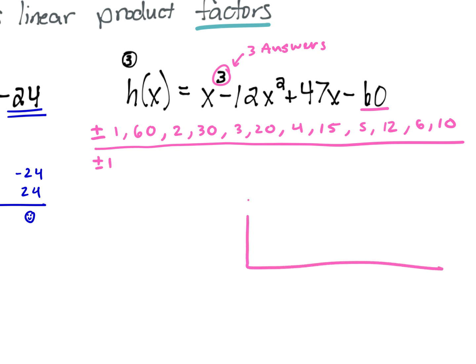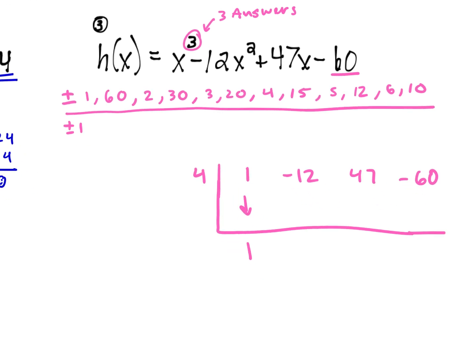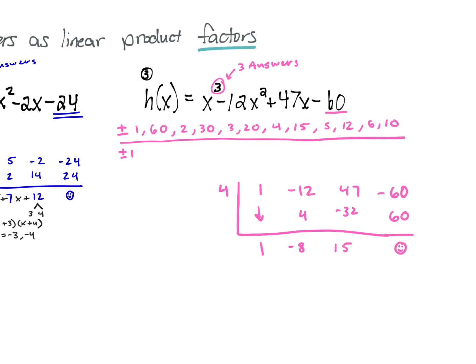What's going to go inside the box, though? 1, negative 12, 47, and negative 60. Cole wants to try 4 first. So we're going to drop down the 1, multiply. 4 times 1 would be 4. 4 minus 12, negative 8. Times 4, negative 32. Plus 47, 15. 15 times 4. Does it work? Yes. Bingo. So we're going to say x equals 4.